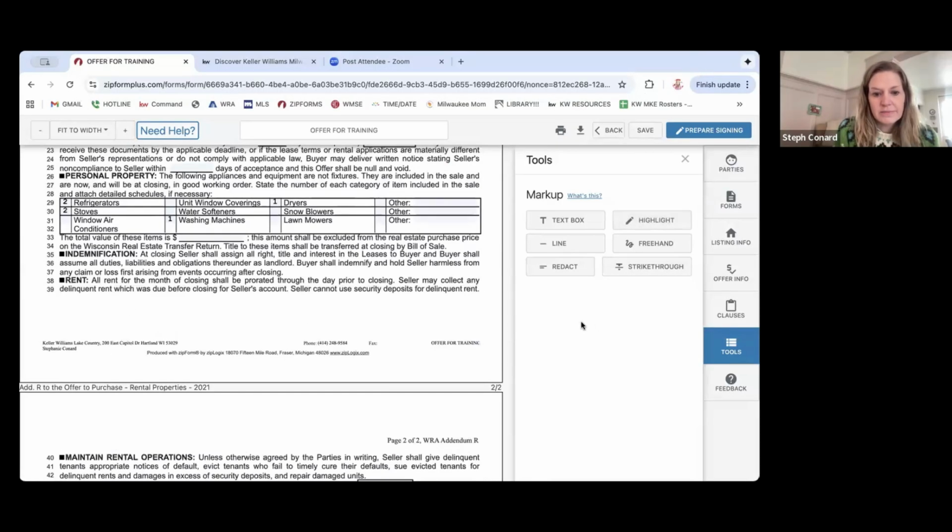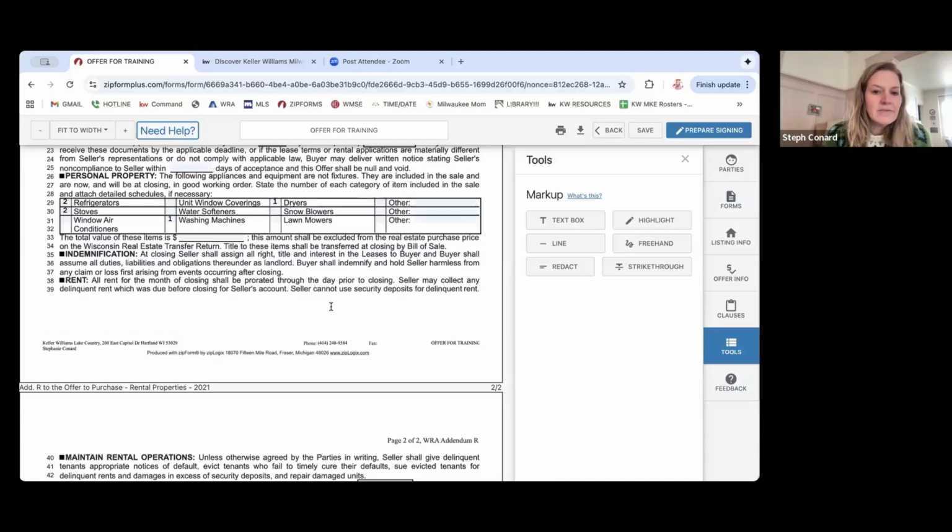Any questions? We got a chat. There is no addendum R. How do security deposits get refunded? I recently had a buyer agent not include an addendum R, but requested it to get handled outside of closing. Would you just suggest this to be included or optional?